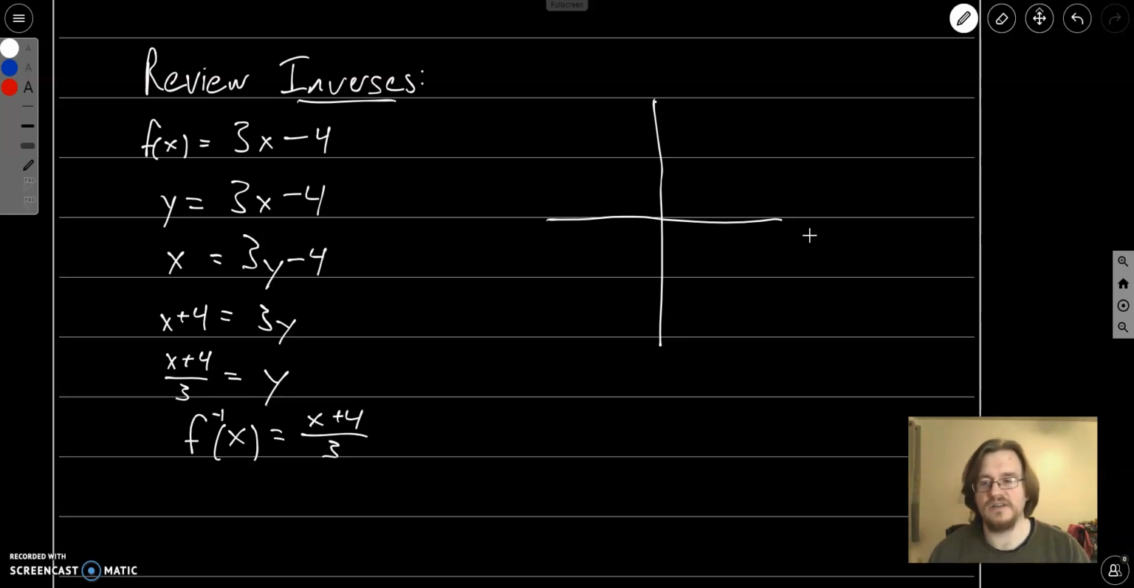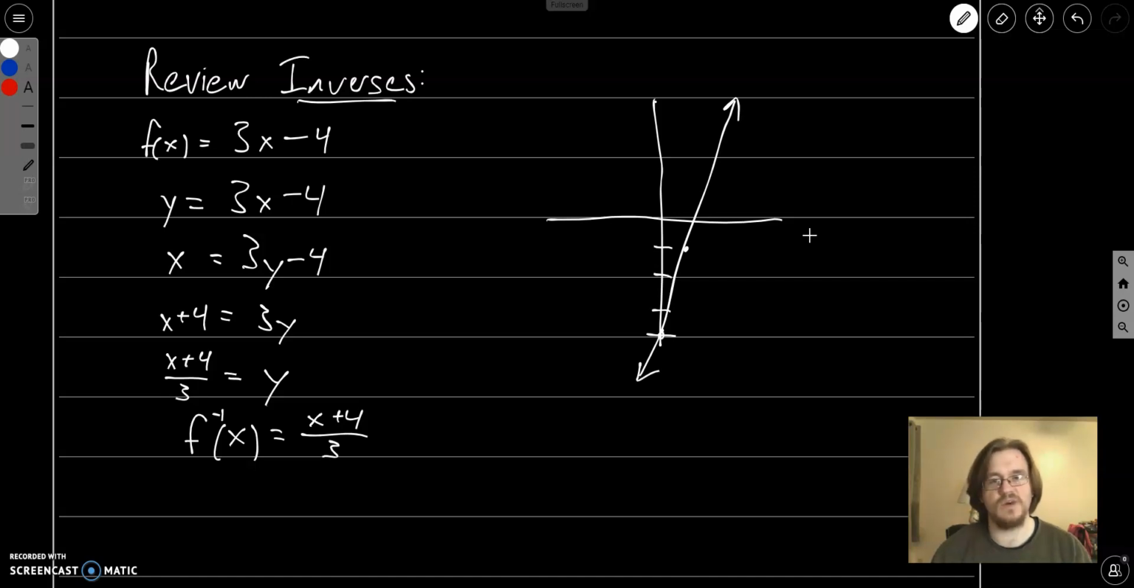So there's also some nice things about the graph here. This graph will have slope 3, and it will start at negative 4. So if we start at negative 4, we go up 3 over 1. This is our graph of this function.